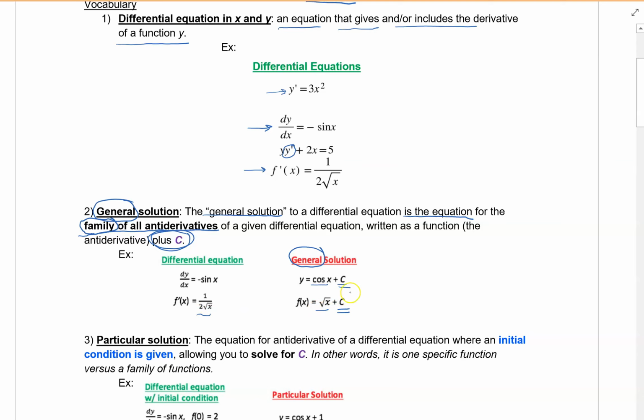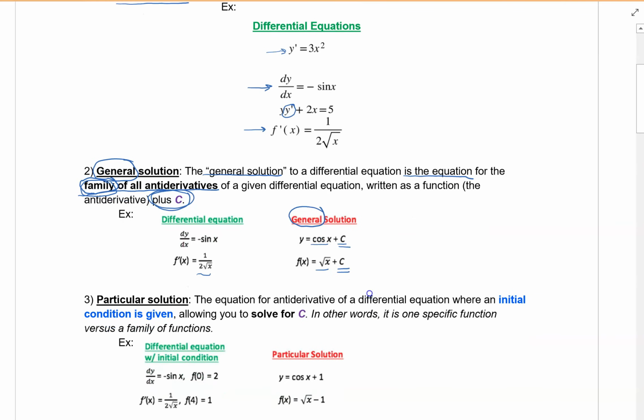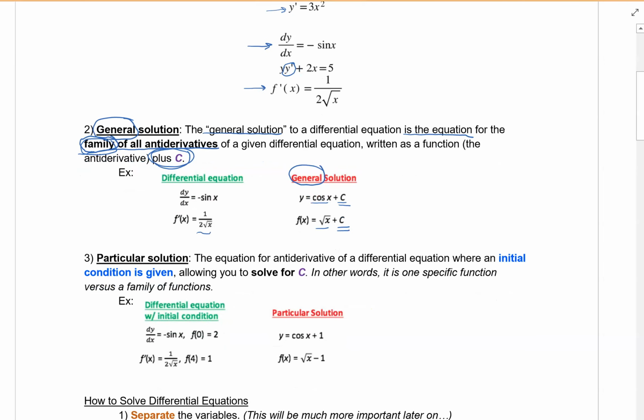So the solutions that add that constant of integration are called general because it's showing us all the possible answers, or a family of functions that could be a solution to the differential equation. But sometimes we're given more information than just the differential equation. Sometimes we're given what's called an initial condition that allows you to solve for c. So you'd be given your differential equation plus 1 point on your original function, 1 point on the graph of your antiderivative. So what you could then do is use that point to solve for c.